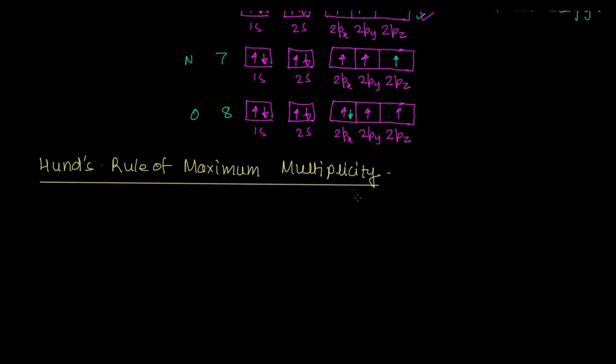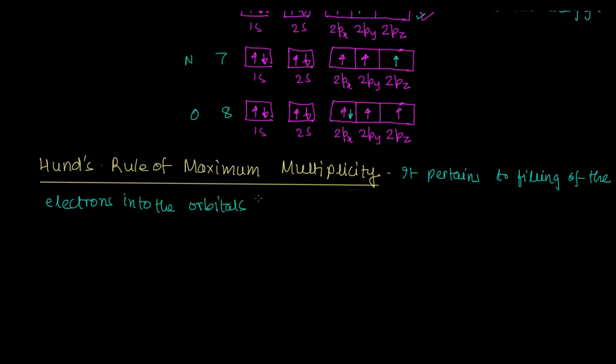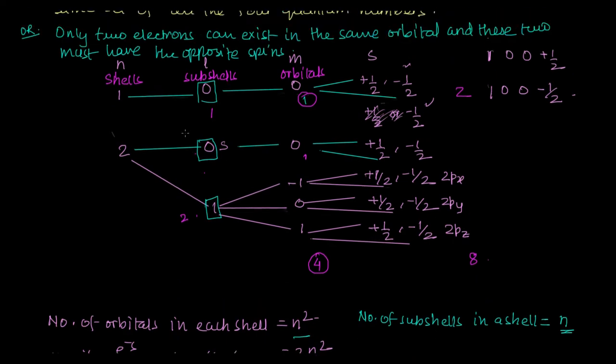Hund's rule of maximum multiplicity. Let us try to see what it says. The first thing about this rule is that it pertains to the filling of electrons into the orbitals belonging to the same subshell. We have just now seen that this is a subshell.